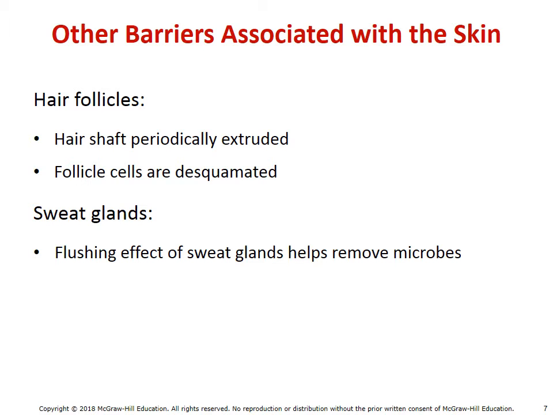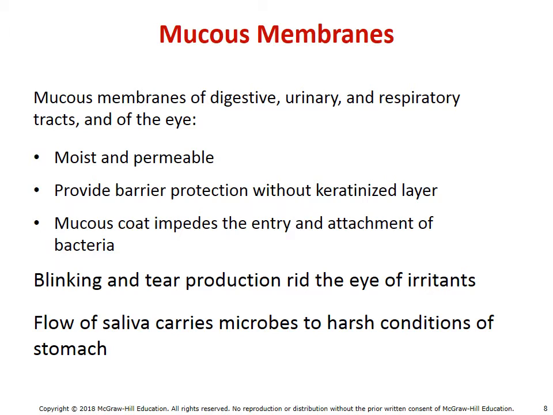Other barriers could include things like hair follicles and sweat glands, but each of these do offer some protection. Hair follicles are a common source of things like oils, and as a result, again, lower pH in these environments. Sweat glands help produce sweat, but even then help wash away or push away microbes and also deposit things like salt.